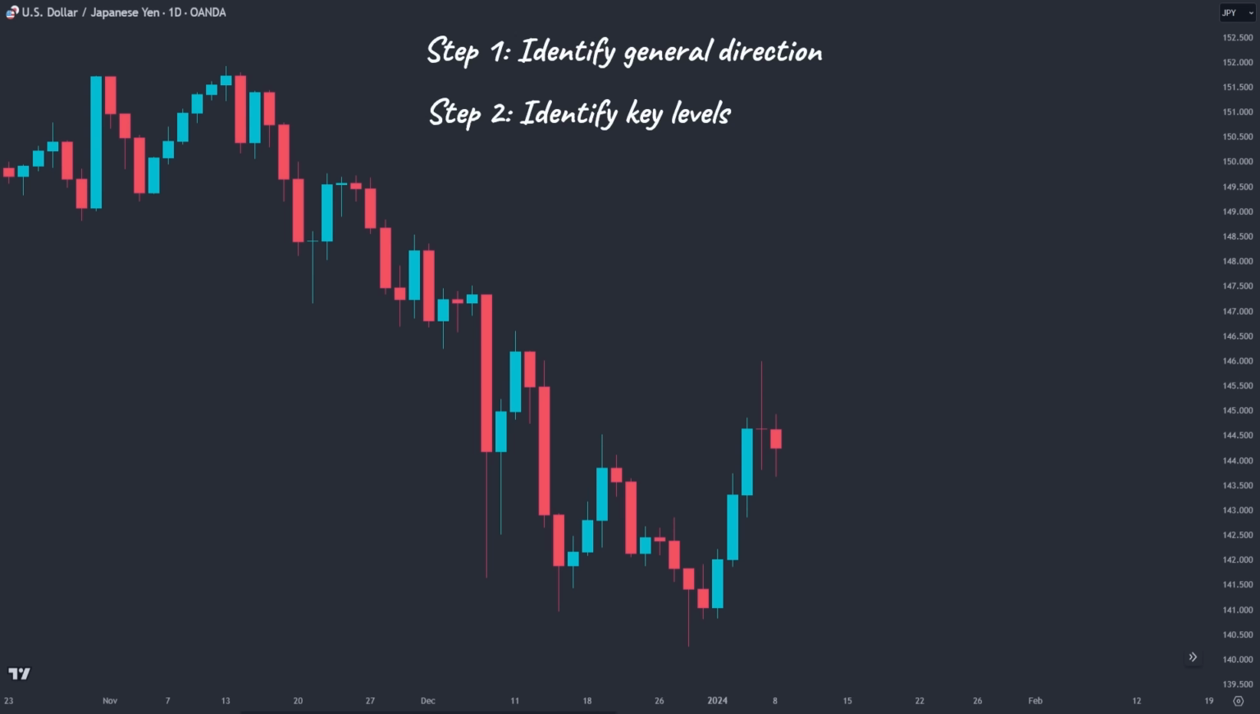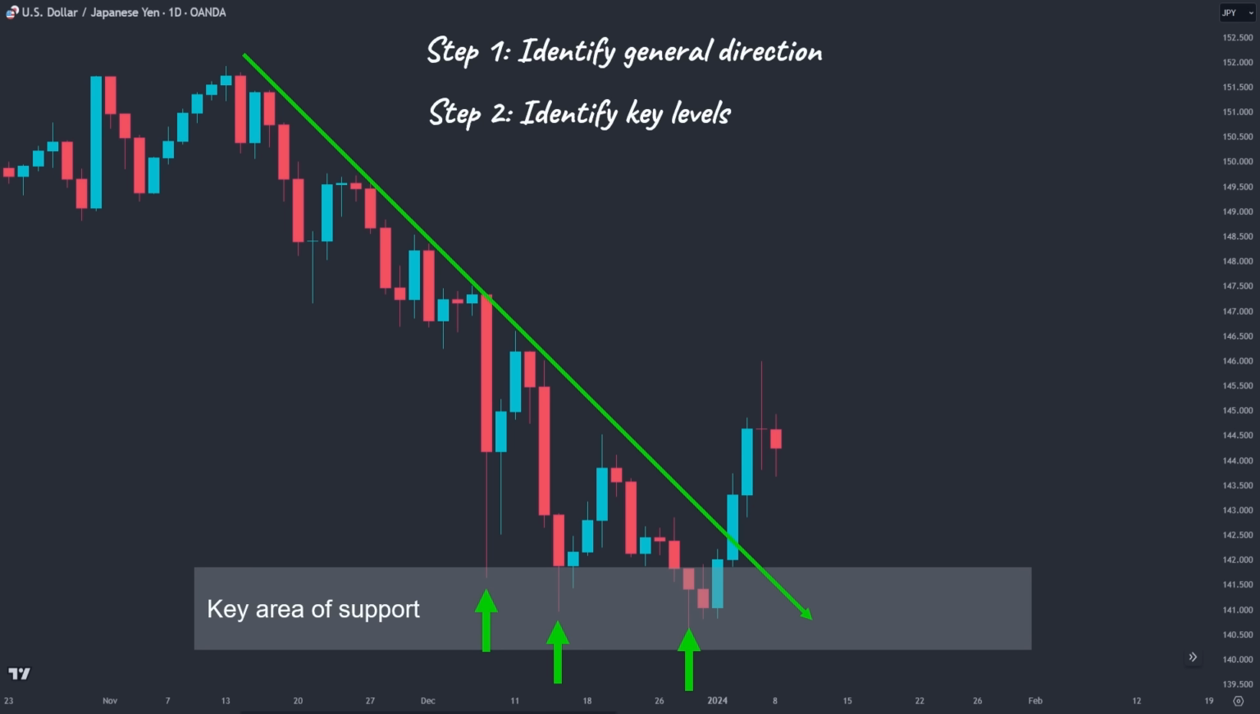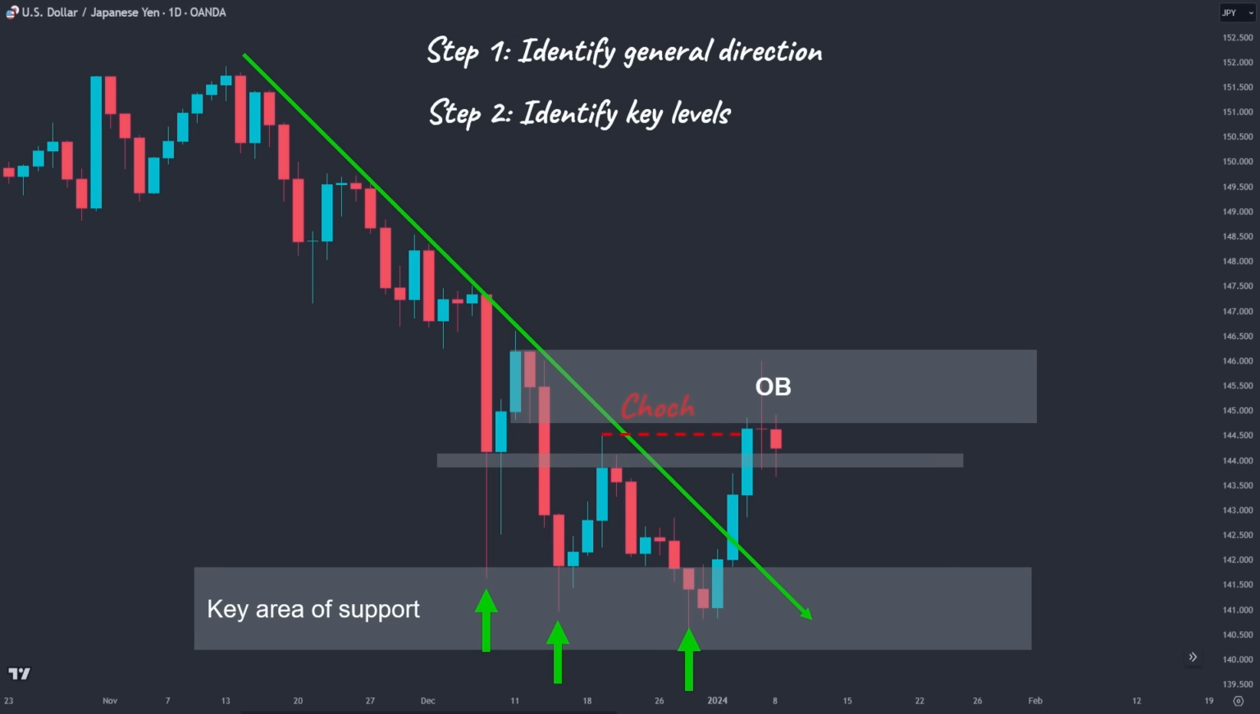So, here on the daily time frame, what do we have in terms of price action? The market was in a long-term downtrend until it broke the trend line to the upside after rejecting this key area of support 3 times. We also have a change of character that shows the buyers have taken control and the price might start a counter trend. We can also witness that the price has recently rejected this area of resistance. Right now we don't have a clear bias because this order block can cause a reversal. We have to wait for the next moves in the market.